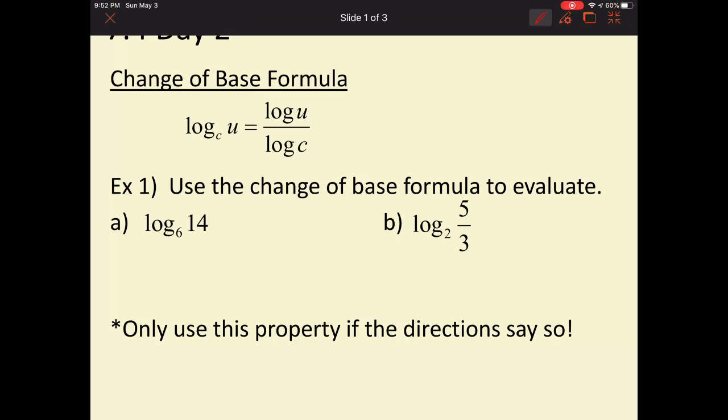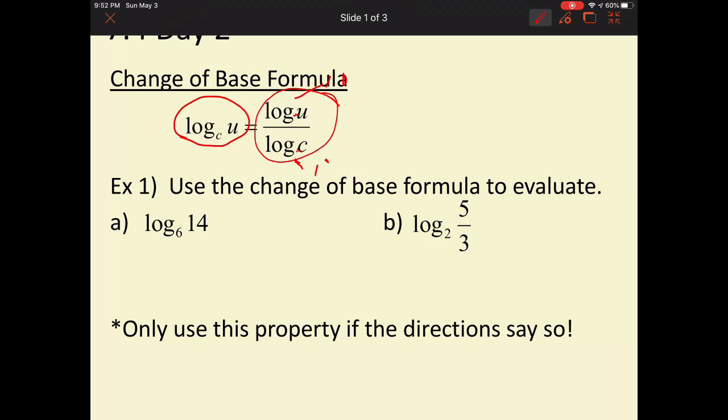So what you see here is if you have log base c of u and you want to find the answer to that, remember that your calculator is in base 10. So what you can do is in your calculator, you notice here there's no numbers, there's no bases. That's actually base 10. So if we go in and take the log of u divided by the log of c, then you have what they call the change of base.